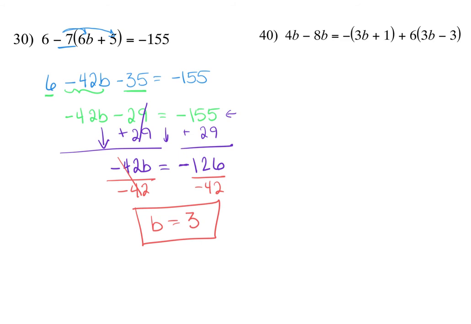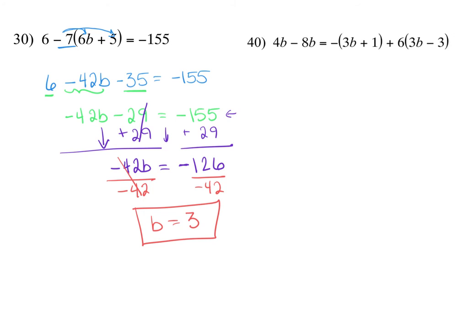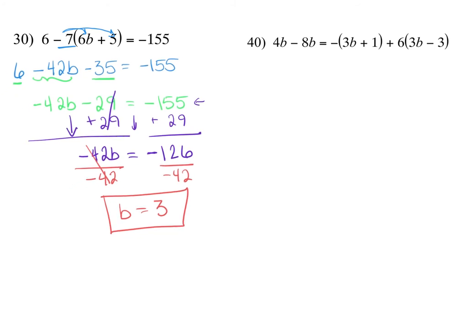I also pulled number 40 from the next page. This is also more complicated, but you also have variables on both sides of this equation. So for this one, I need to not only distribute, but I need to simplify and get all my variables to one side and all my numbers to the other.